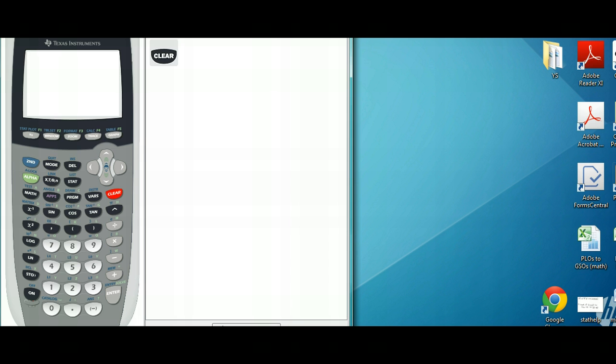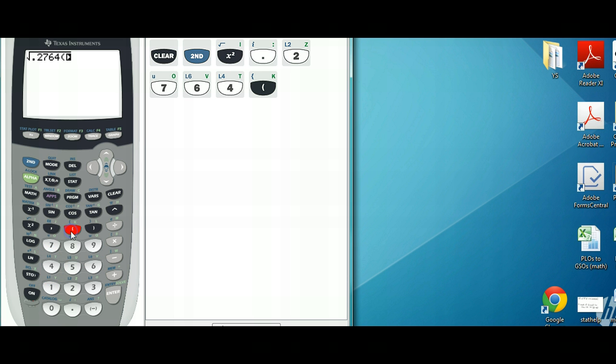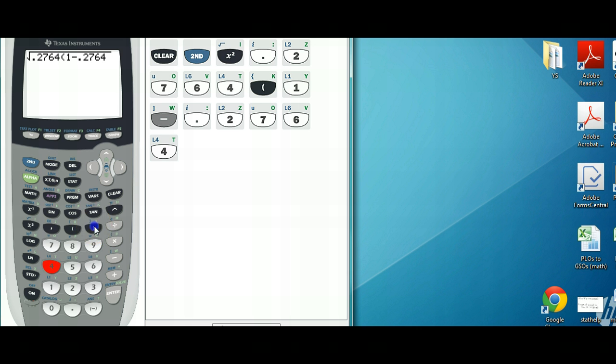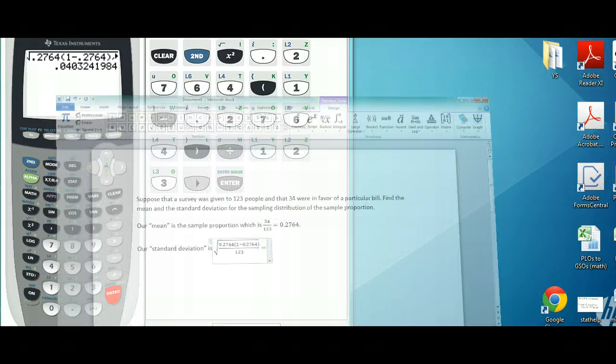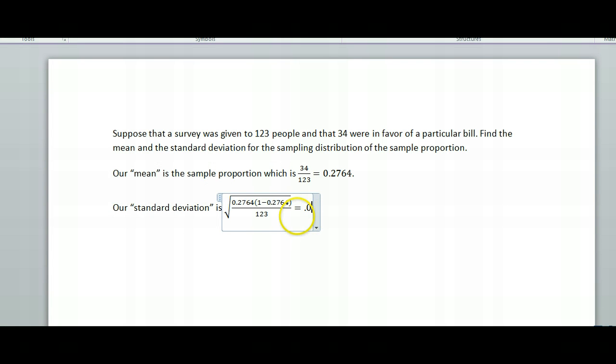Clear. We need to do the square root of 0.2764 times 1 minus 0.2764, and that quantity needs to be divided by the sample size, which was 123. So clearing out of there, looks like we get an answer of 0.0403.